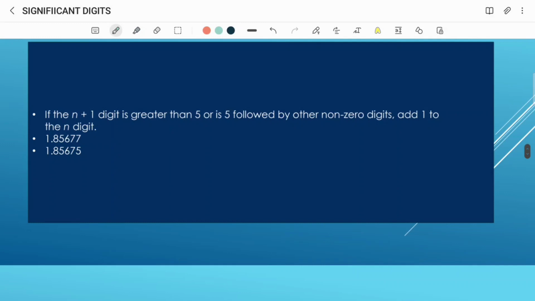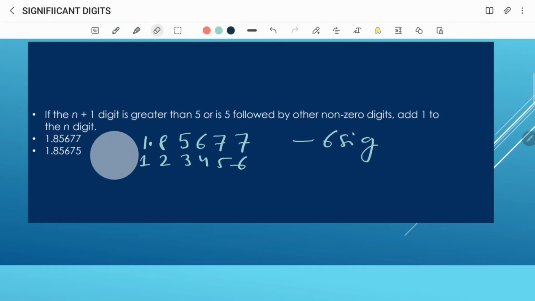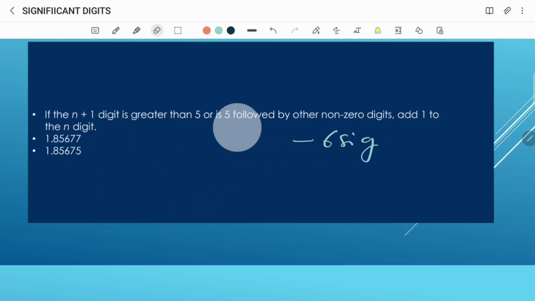Let me tell you the rules for rounding off a number. If we want to round off this number, how many significant digits does it have? 1, 2, 3, 4, 5, 6 significant digits. It has 6 significant digits. We want to say round it off up to 5 significant digits. So 1, 2, 3, 4, 5. We want to keep only 5 digits.